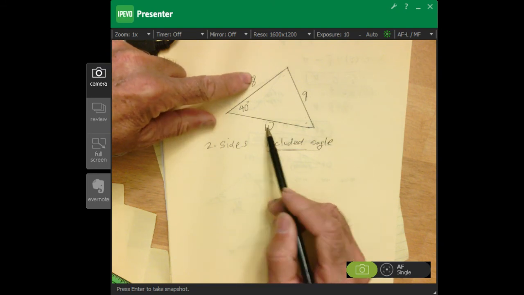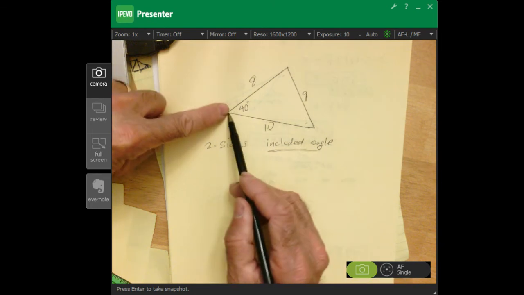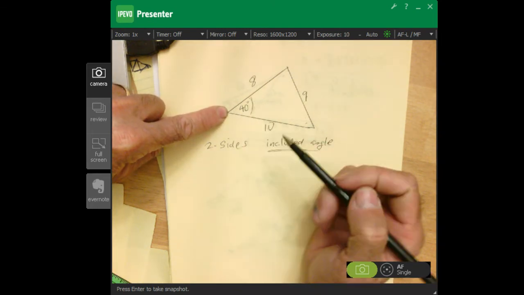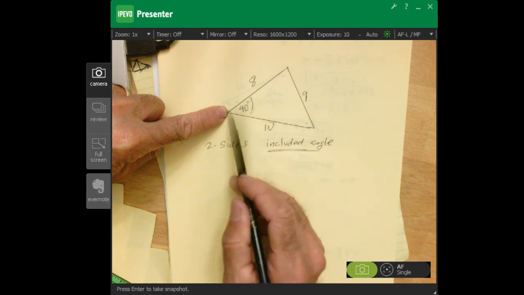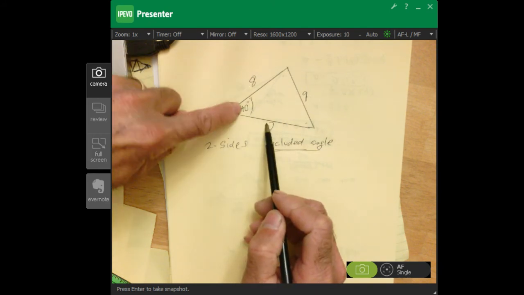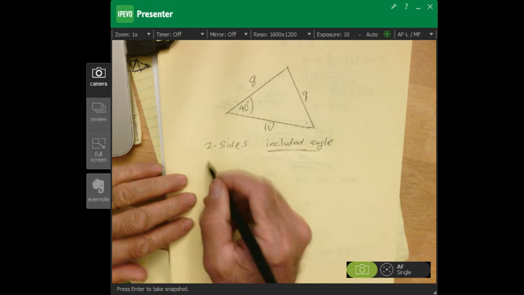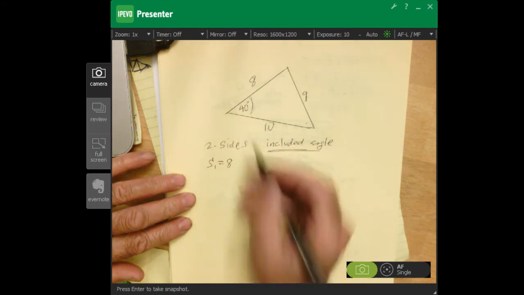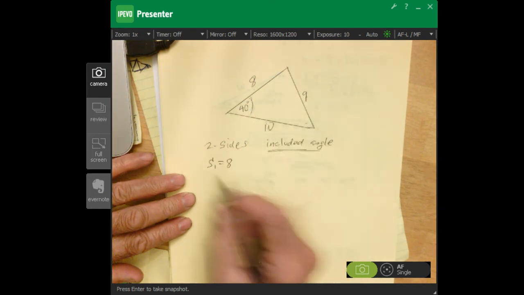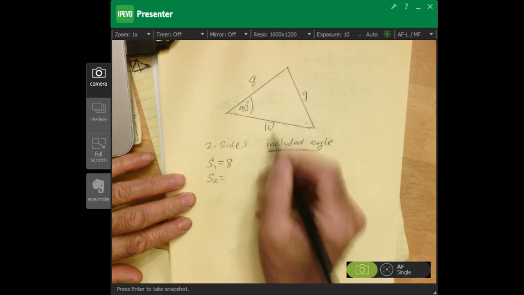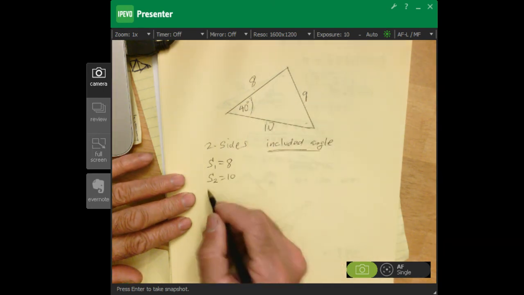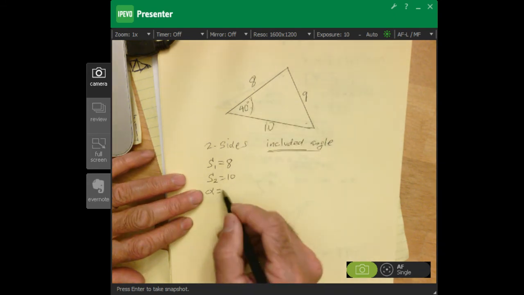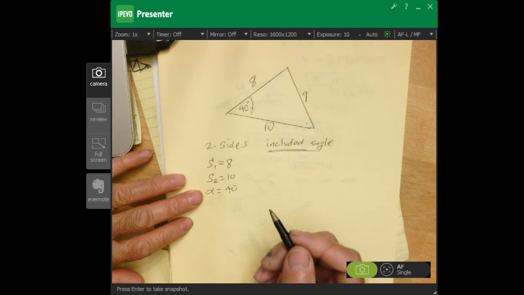So these two come together right here, at this vertex, and this angle is in between them. So this angle is formed by these two sides. That makes that the included angle. So we have side 1 equals 8. So that's our first one. It doesn't matter which one you start with. Side 2 is going to be equal to 10. And our included angle, I'm just going to call it alpha. Doesn't really matter what you call it, but our included angle is going to be 40.